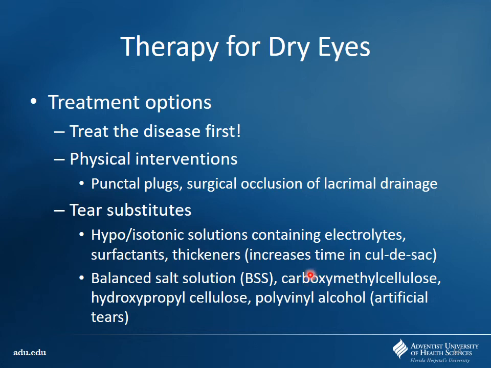We have carboxymethylcellulose. A lot of these have thickeners put in them as well, so they help to stick around for longer. That way, it's kind of helping to do the job of what your tears would be doing otherwise. It can be useful. Polyvinyl alcohol, usually called artificial tears. So a couple different varieties there. They're all available. Most of them are over the counter. You can use them pretty easily, and patients can get a hold of them.